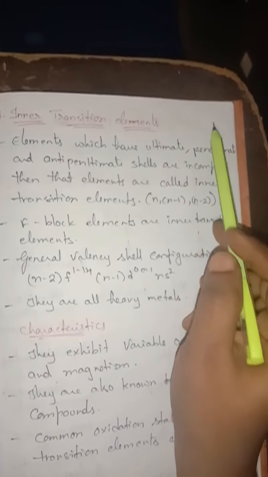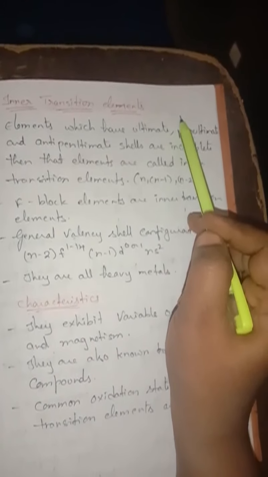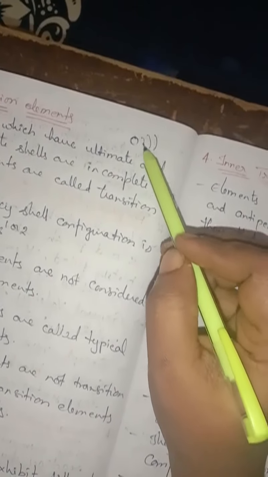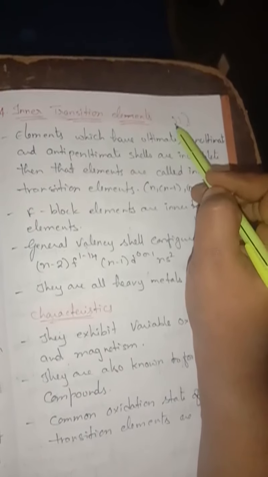Next, the last one comes to inner transition elements. The elements in which the ultimate, penultimate and anti-penultimate shells, all the three subshells, are incomplete are called inner transition elements. That means the n subshell, n-1 subshell, and n-2 subshell. Here n means the outermost shell, before that is n-1, and before that is n-2.